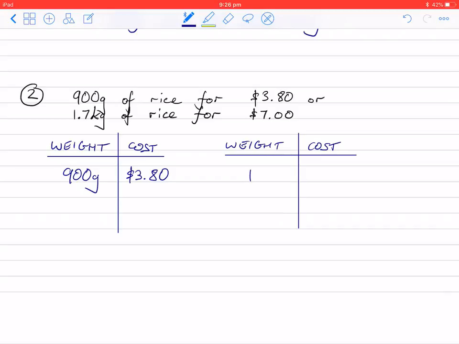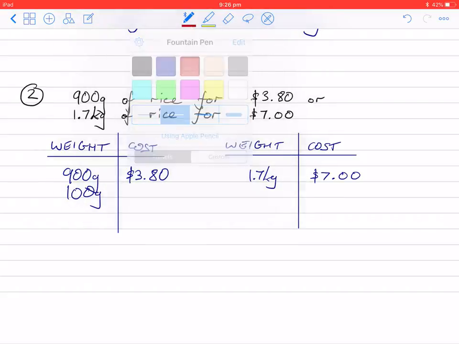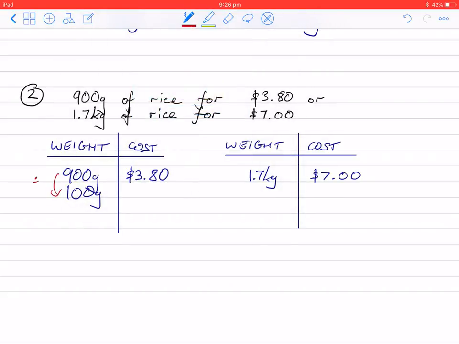And the other question, 1.7 kilograms is $7. Okay, so, like I said, we're going to find the cost per 100 grams. I'm going to change that 900 grams into 100 grams. So how do I do that? Well, I'll divide that by 9. Do the same to this. Divide this by 9. So $3.80 divided by 9.